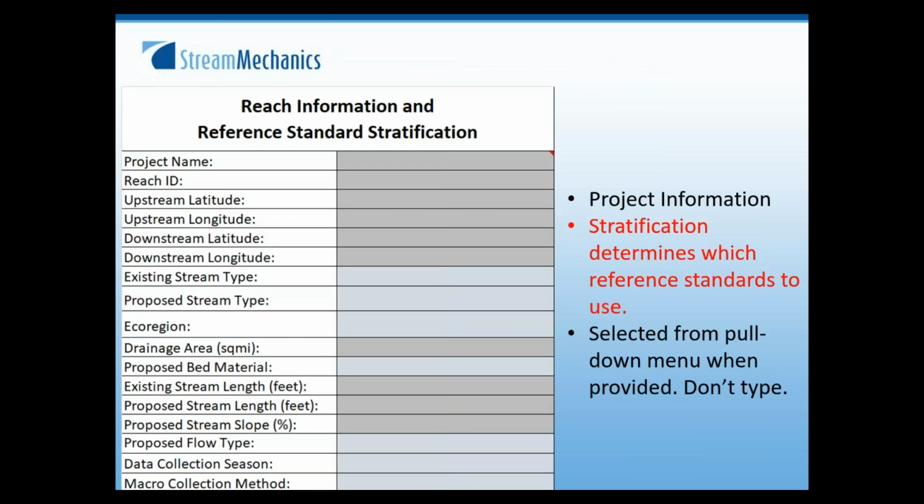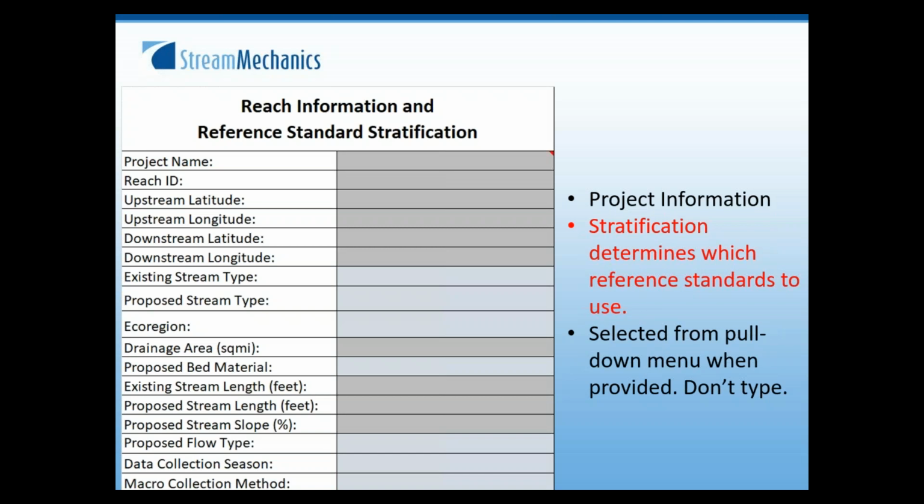Okay, so to spend a little bit of time on the stream quantification tool worksheet, one of the first things that the user will see in the upper left part of the worksheet is this table. And this is a very important table because this is a place for people to put their reach information and to determine what we call stratifications. So project name, reach ID, folks can just type in. For other things like existing stream type, proposed stream type, ecoregion, these are drop-down menus, and people should use the drop-down menu instead of typing it in.